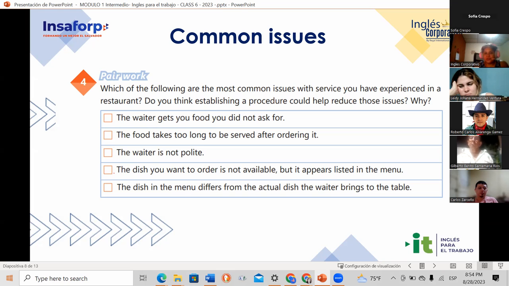Okay, the dish you want to order is not available, but it appears listed in the menu. It happens. Very common. I don't know why they just... there are a lot of sticky notes that are very easy to use, right? They should just use one of them and paste that in the menu, say dish not available, right? Say the name of the dish, not available. Once you look at the menu, you know that it's not available.